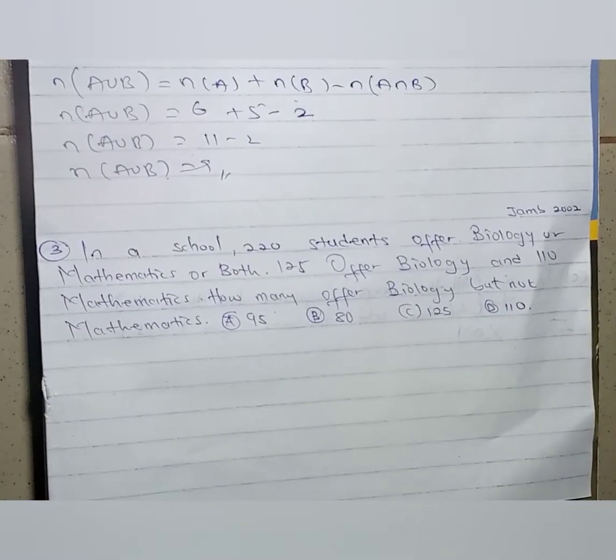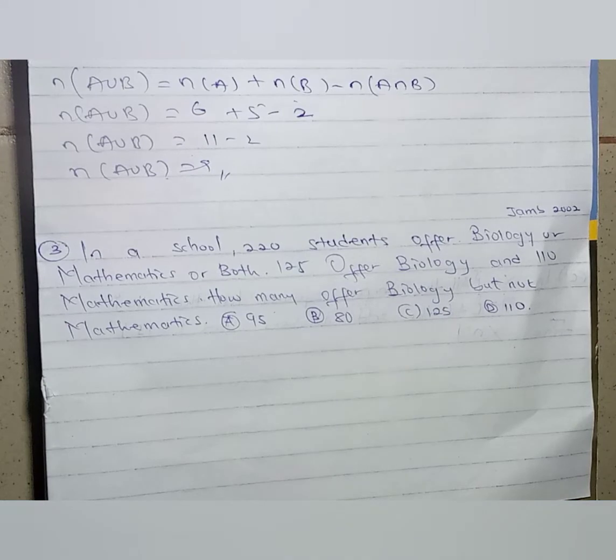Now, question 3. In a school, 220 students offer biology or mathematics or both. That is the universal set now. 125 offer biology and 110 mathematics. How many offer biology but not mathematics? In this question we are asked to find the number of students that studied biology but not mathematics. It means biology only, simple English.